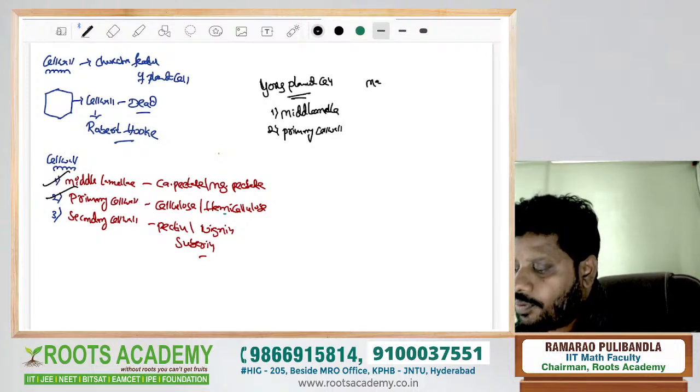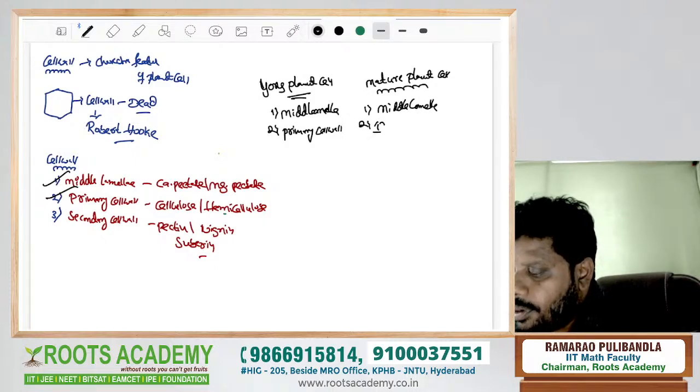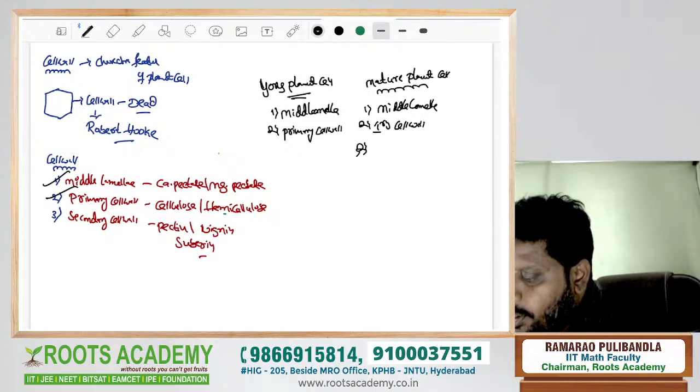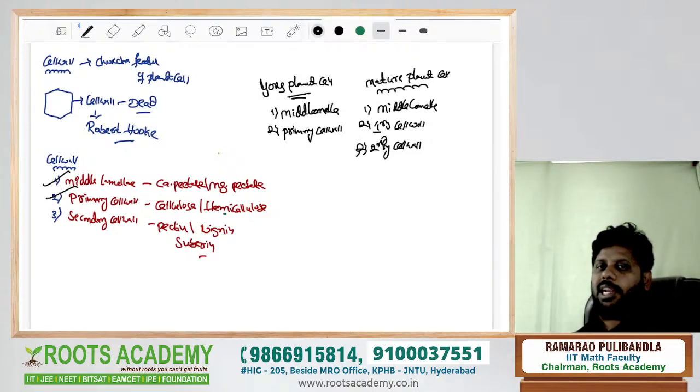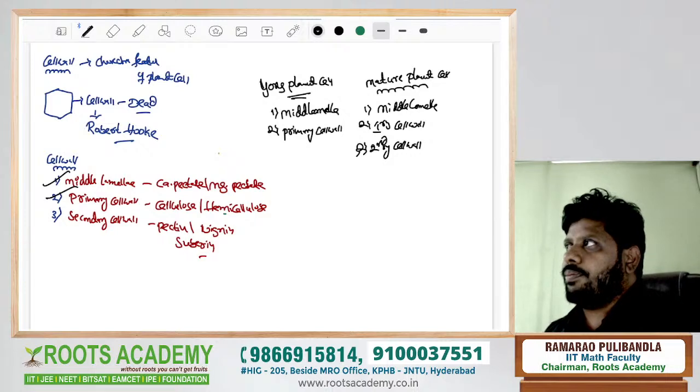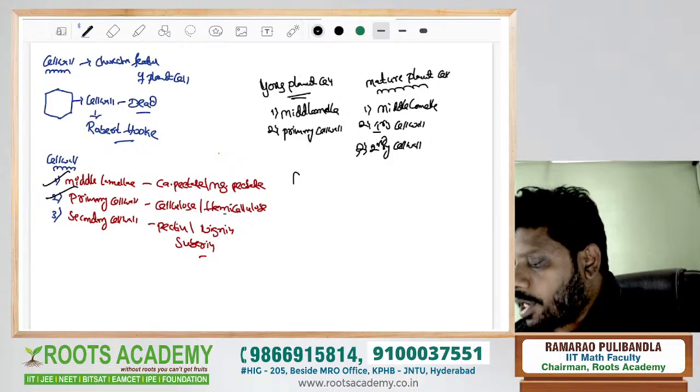But in case of a mature plant cell, 3 layers are present. The middle lamella is present, next the primary cell wall is present, and third the secondary cell wall is also present. In a young plant cell, only the middle lamella and primary cell wall are present, but in a mature plant cell, the middle lamella, primary cell wall and secondary cell wall are present. Clear?